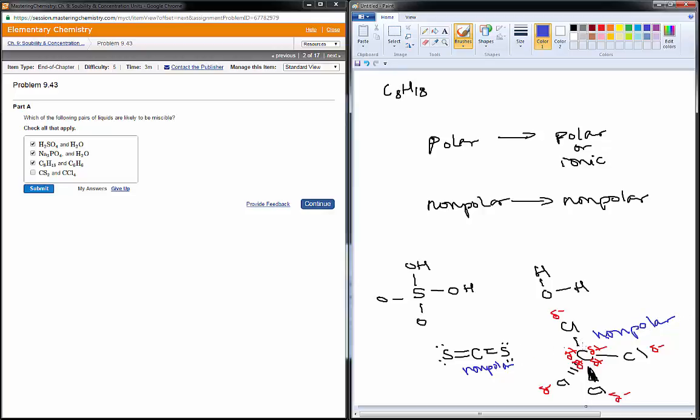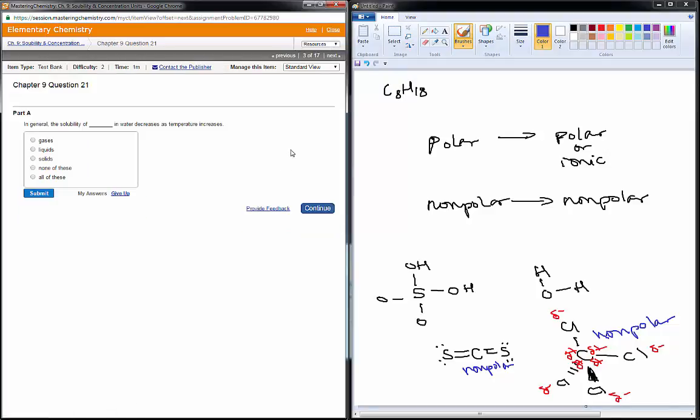There's not two poles to that molecule, so all of those pairs would be miscible. You may have different pairs, so you may have to go back and review that section on bonds and molecular polarity and intermolecular forces. All right.